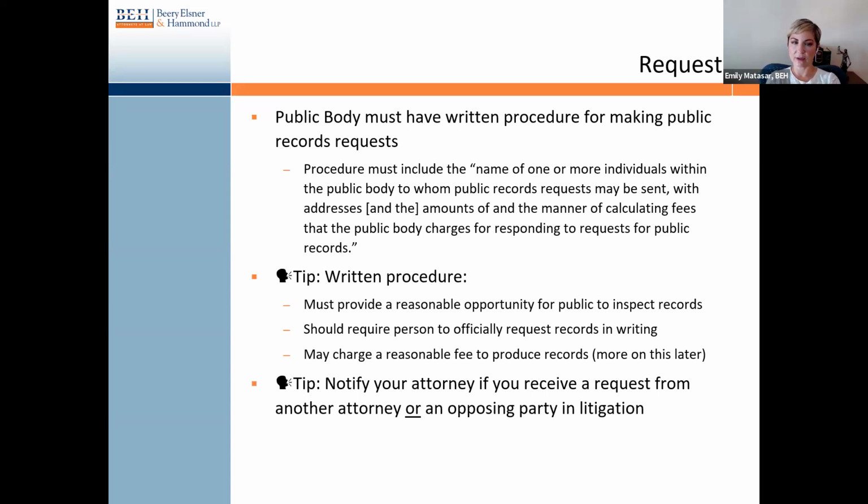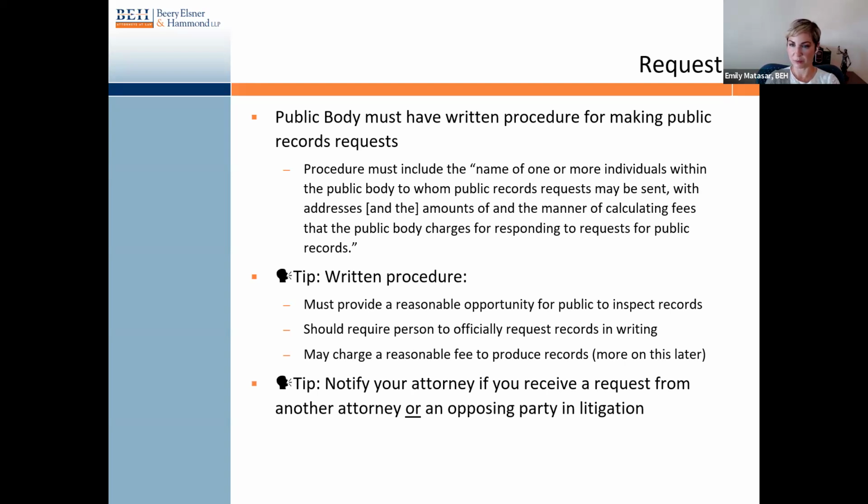So I'm going to have these little tips throughout. This is my first tip, and I suggest you make a note. If you're not sure whether you have a written procedure, even if you think you do, I recommend that you double check after we hang up from this call today, because that written procedure is very important. If you have that, you can essentially force requesters through that procedure. And the reason it's important is because that is what triggers the timelines. So if you have this procedure and someone did not go through the procedure, then the timelines don't start.